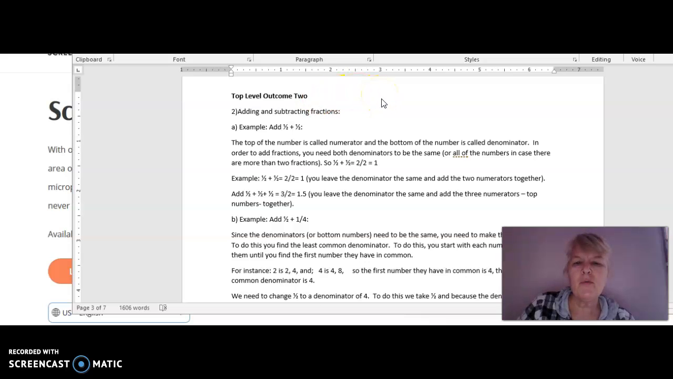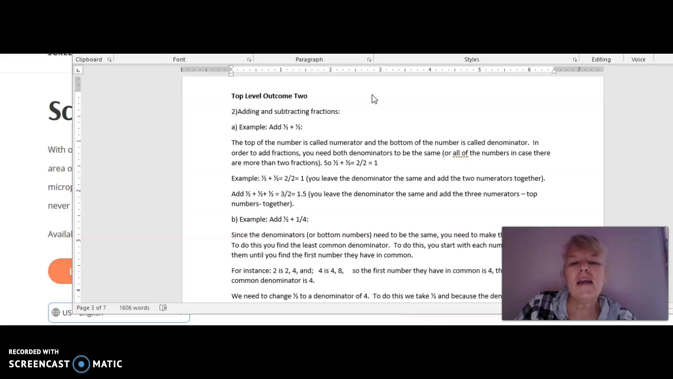Hi, the second topic we will be covering in the online math course is adding and subtracting fractions. And that will be top level outcome 2. In example 1, you can see we have the fractions add 1/2 plus 1/2.